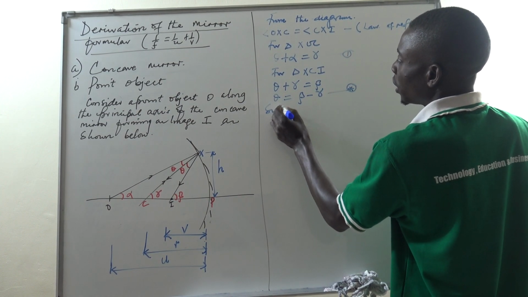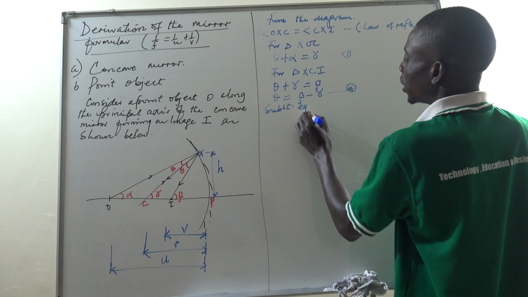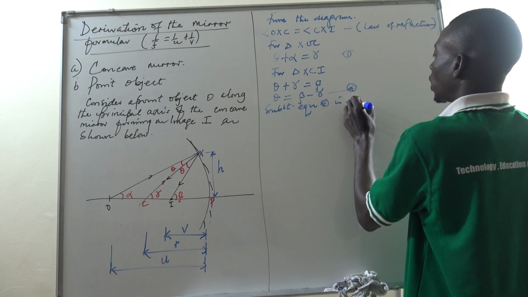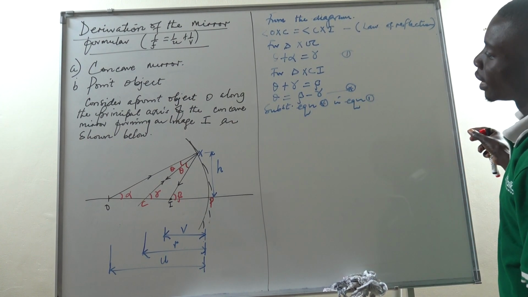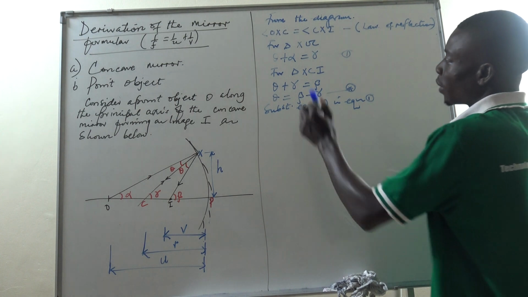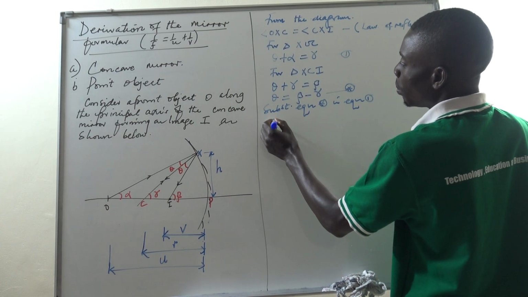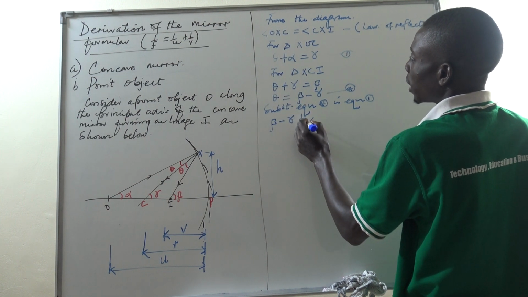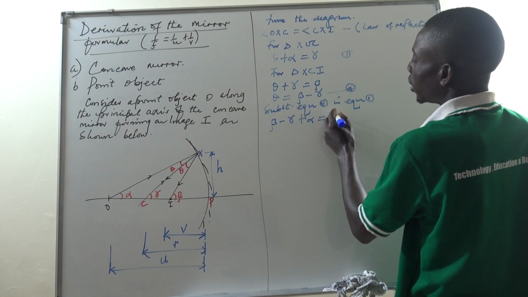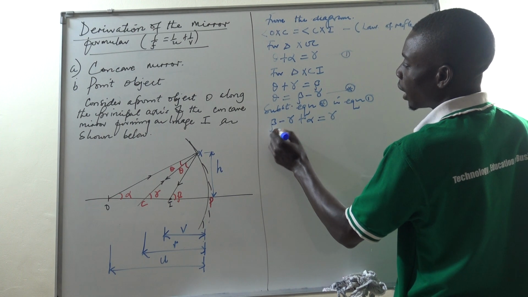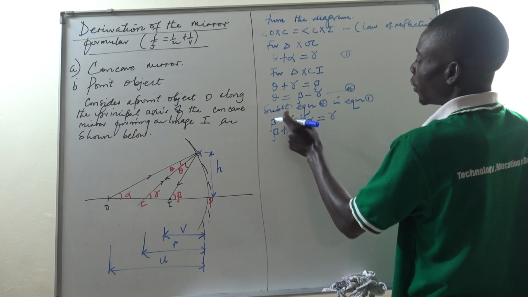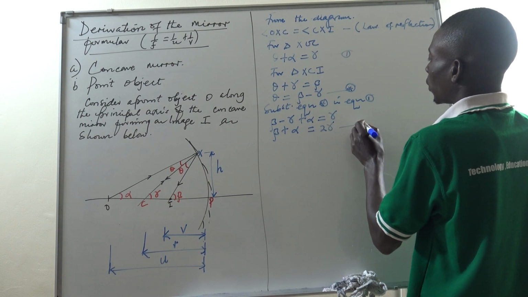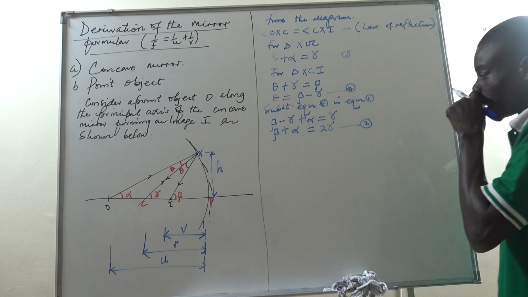And then substituting equation star in equation 1, if you put it here, it will be beta minus gamma acting for theta, plus alpha is equaling to gamma. And then beta plus alpha, if this gamma comes the other side, becomes twice gamma. This is equation 2. Is that okay?